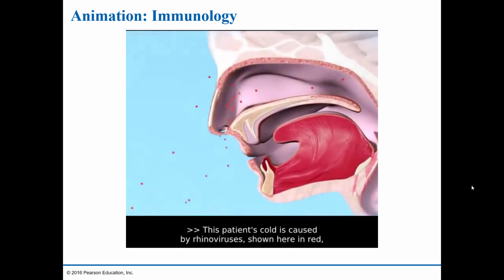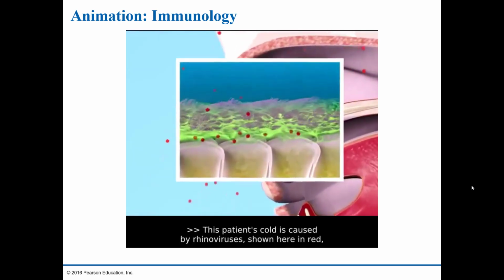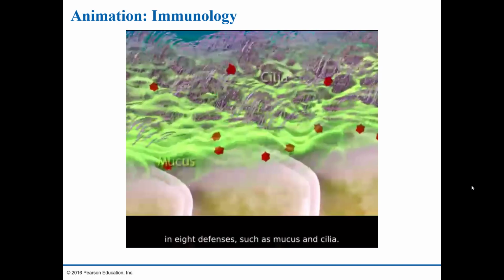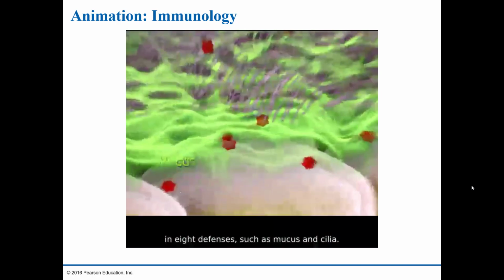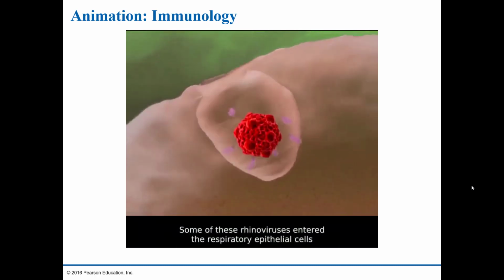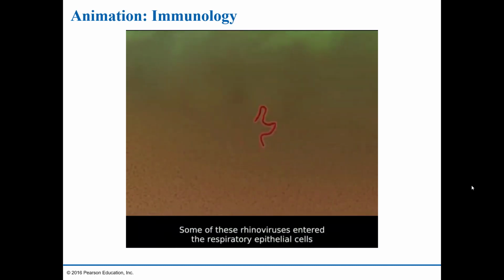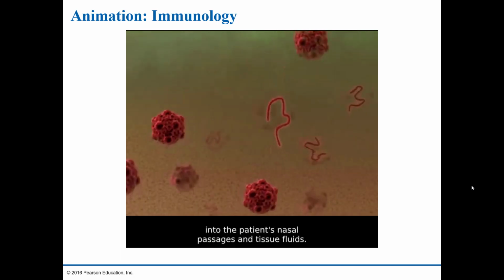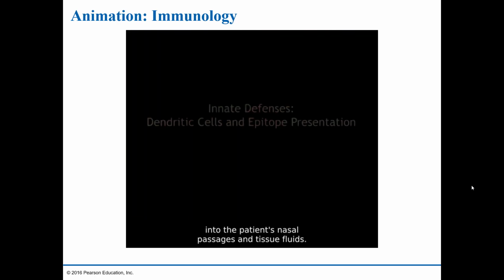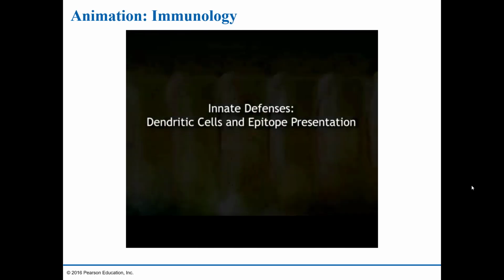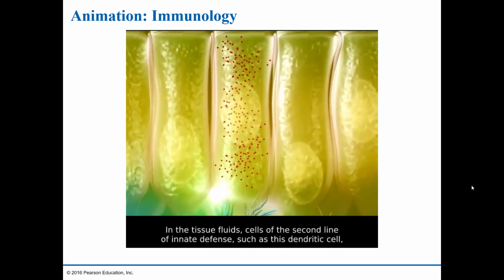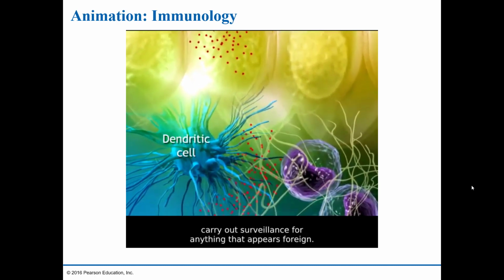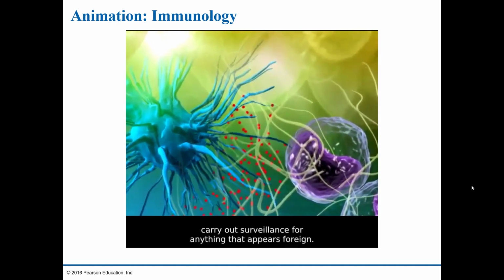This patient's cold is caused by rhinoviruses, shown here in red, that entered her nasal passages and escaped the first-line innate defenses such as mucus and cilia. Some of these rhinoviruses entered the respiratory epithelial cells where they replicated, releasing more rhinoviruses into the patient's nasal passages and tissue fluids. In the tissue fluids, cells of the second line of innate defense, such as this dendritic cell, carry out surveillance for anything that appears foreign.